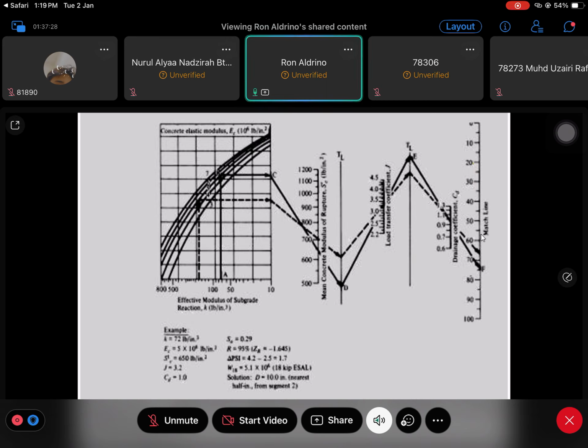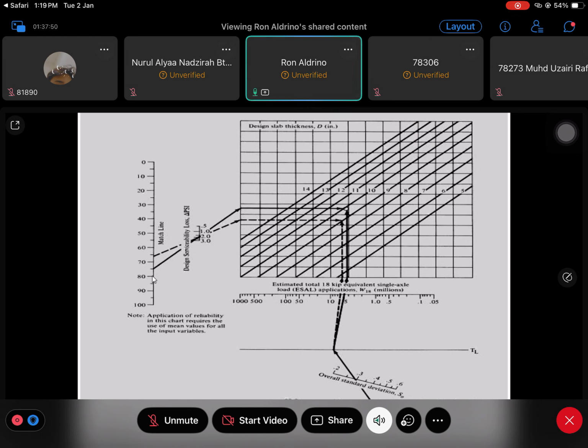Because this chart is a very long chart, you have a segment number 1 and segment number 2. You end your segment 1 at point F, where the match line stops at about 75, or 74. And then from the match line, you go to the next chart, segment 2. Your match line just now is at 75. And you look at what is your design serviceability.